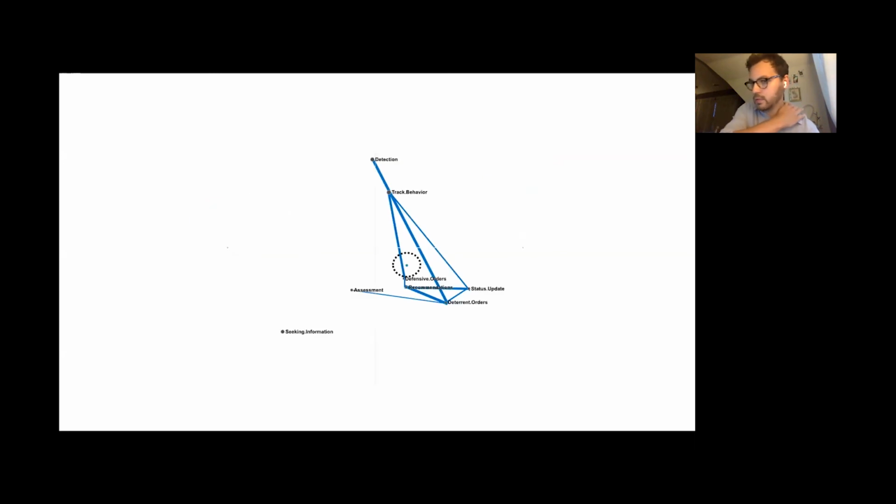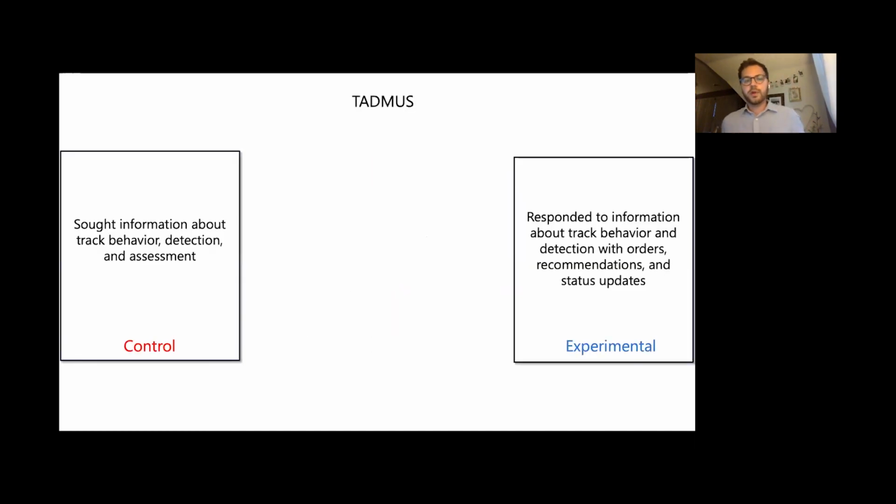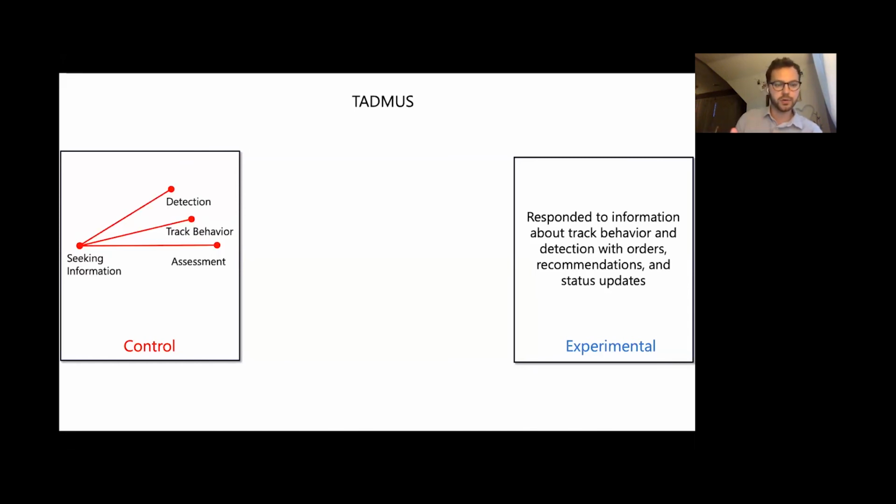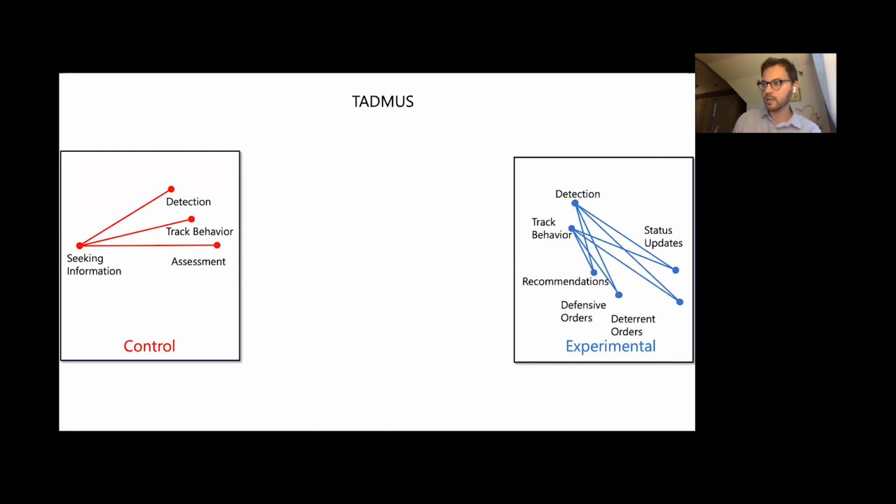So here I'll be referring to some more traditional ENA representations of networks and ENA scores that hopefully many of you have seen. If we go back to our Tabness qualitative result, we saw that the control individuals sought information about track behavior detection and assessment. The experimental ones responded to that information with orders, recommendations, status updates. So that would suggest that the control condition individuals would have stronger connections between these codes in the study, and the experimental condition would have stronger connections between these codes.